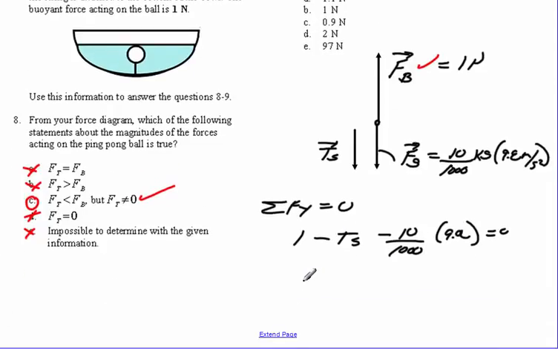Move this to the other side, we get 1 minus, and we'll run that right to the calculator real quick. Maybe we'll take 10 divided by 1,000 times 9.8. That's 0.098. Again, we move this to the other side. That's going to tell us what the tension is, and that's going to give us a value of approximately 0.902.